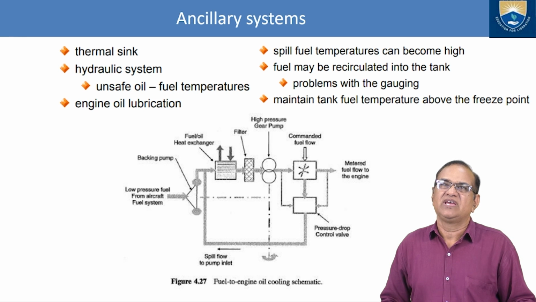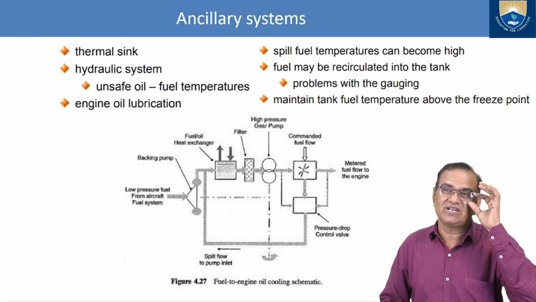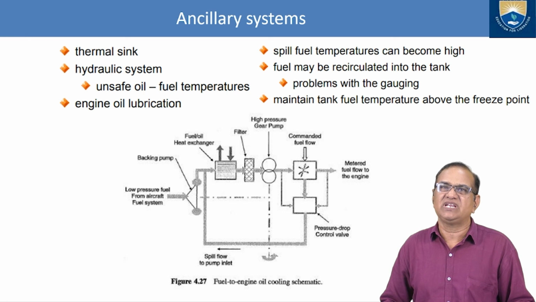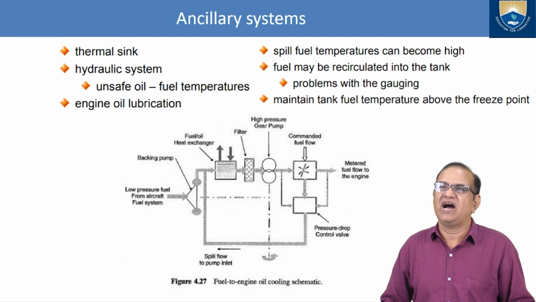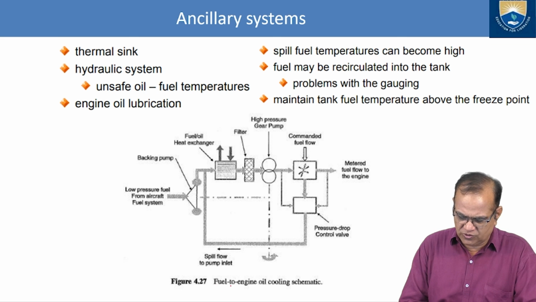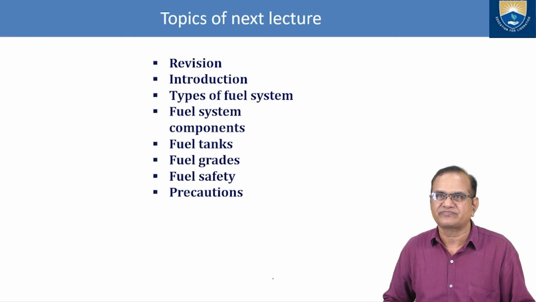Ancillary systems: we have the thermal sink. We have an additional system in the fuel system called the thermal sink, for hydraulic systems, engine oil, and fuel temperature. Engine oil lubrication spill fuel temperature can become high; fuel may be recirculated into the tank, causing a problem with the gauging. Maintain tank fuel temperature above the freeze point. And here is shown the fuel to engine oil cooling schematic diagram.